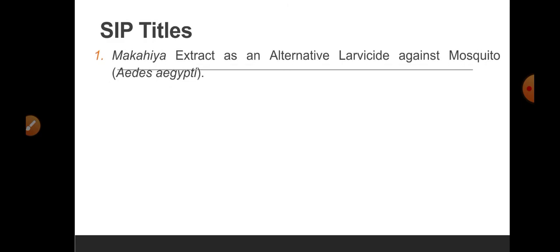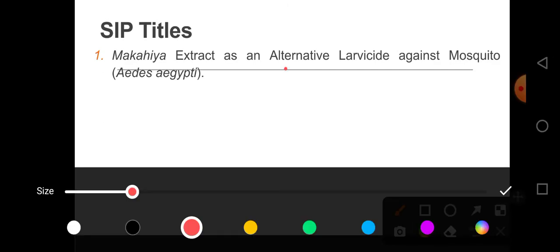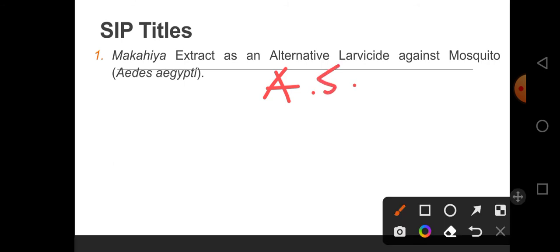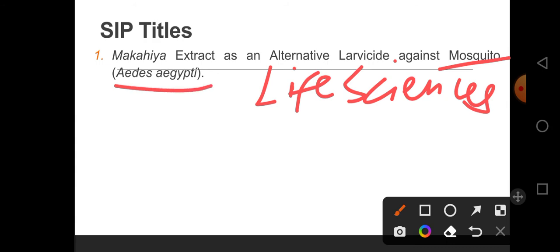And here are other examples of SIP titles. We have Makahiya Extract as an alternative larvicide against mosquito. So this title falls under applied sciences. Then we also have, oh no, not applied sciences. Because this is animal sciences, insect science, entomology. This is life sciences. Sorry, this is life sciences. It concerns the study of the mosquito. Larvicide against the mosquito, and it concerns health as well.